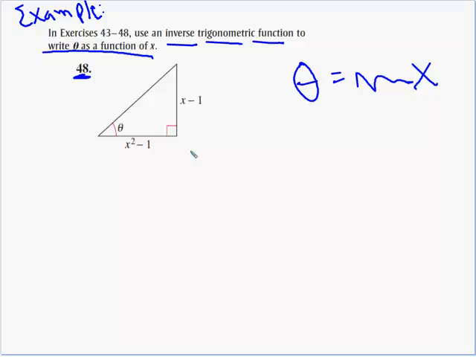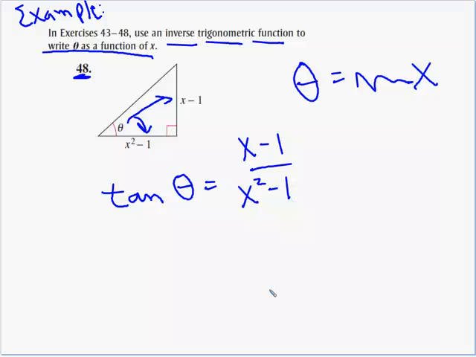So we look at our triangle. We have an angle marked theta. We have two sides. From the perspective of the angle, what sides do we have? We have the opposite side and we have the adjacent side. So what trig function deals with opposite and adjacent? Well, we are forced to use tangent. The tangent of theta is the opposite side, x minus 1, divided by the adjacent side, x squared minus 1.